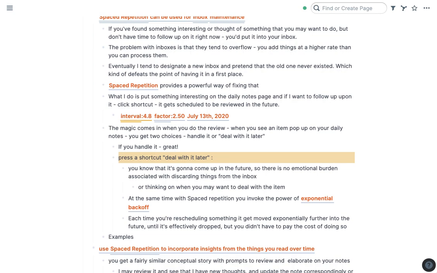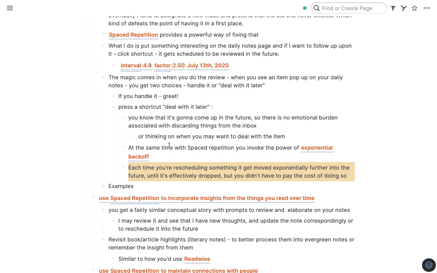And the magic here is that you know that it's going to come up in the future. So you're not deleting it, you're not dropping it, and you don't have to think when you would have to schedule it, because the algorithm does it for you. At the same time, spaced repetition evokes the power of exponential backoff. So each time you reschedule something, it gets moved farther into the future. So if you reschedule something a few times, eventually it's going to be effectively dropped because it's going to be very far in the future, but you didn't have to pay the emotional costs associated with dropping something.